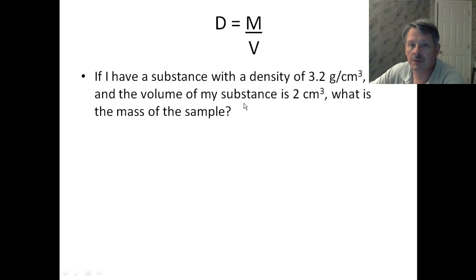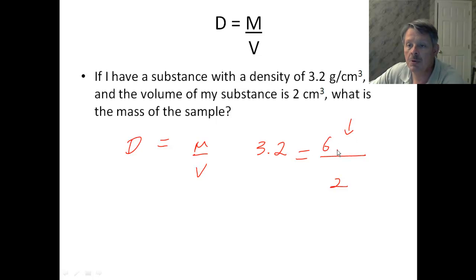Try this one. Pause the video. Figure it out. All right, I look at the density, which is 3.2 grams per cubic centimeter, and the volume of my substance is 2, so then the question is, what number goes up here? Well, what number divided by 2 gives me 3.2? Well, that's 6.4. So my mass is going to be 6.4 grams. Right? All you're doing is plugging and chugging.